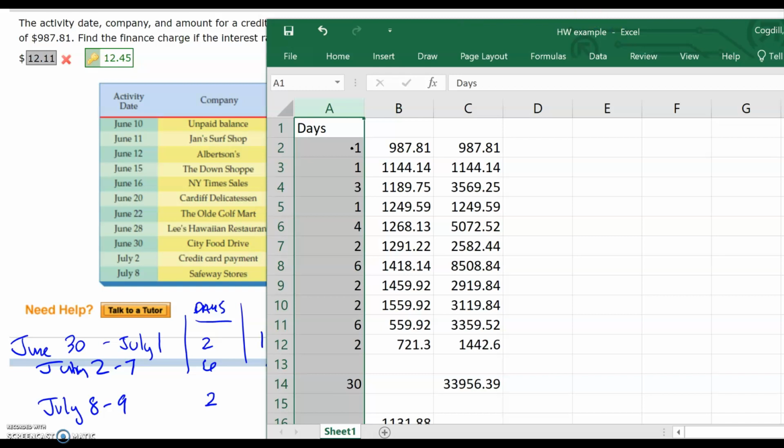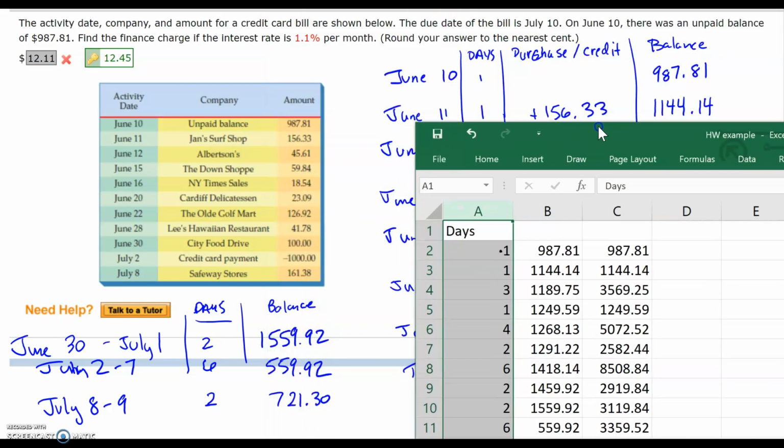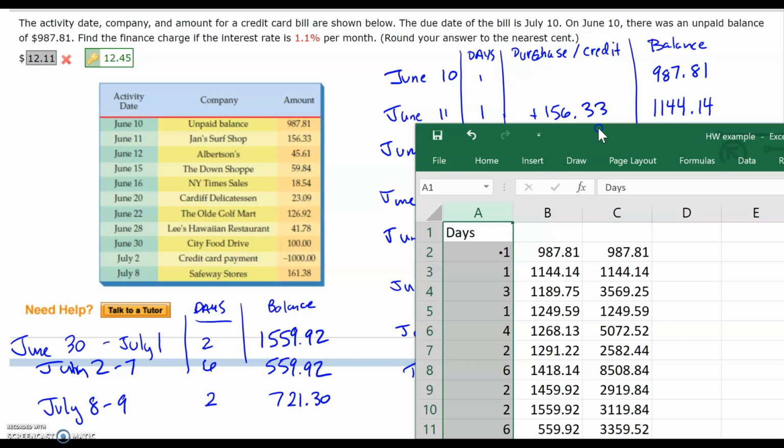And then in column B, what I've taken is the daily balance for each of those intervals. So I've taken 987 and I've increased it by 156, and you can do that on the spreadsheet as well. Instead of just typing it in, you could literally go, it's going to be this cell plus 156.33, and it'll calculate it for you. So you don't really even have to use your calculator. And then in column C, we're going to multiply column A times column B. And this is how you do it on a spreadsheet.